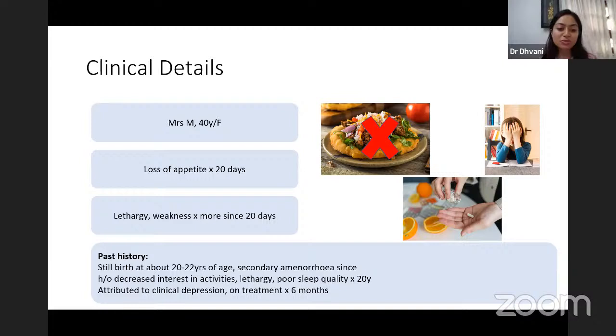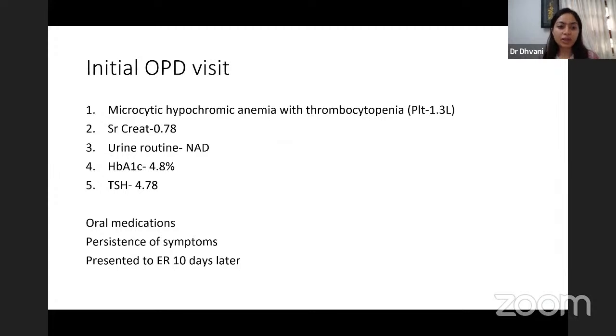Yes, so all of her symptoms were attributed to clinical depression, and she was started on antidepressants, which she had been taking for the last 6 months with no significant benefit in symptoms. For these complaints, she had also visited our OPD about 10 days back. Because the symptoms were non-specific, she was advised some blood tests which showed microcytic hypochromic anemia with thrombocytopenia. Her rest of the investigations were predominantly normal. She was sent on some oral supplements. However, as symptoms persisted, she reported to the emergency room 10 days later.